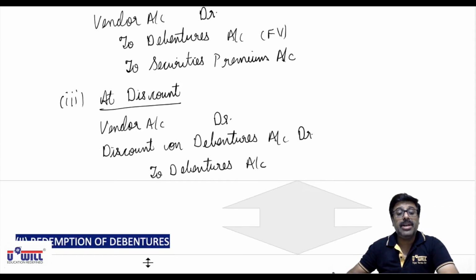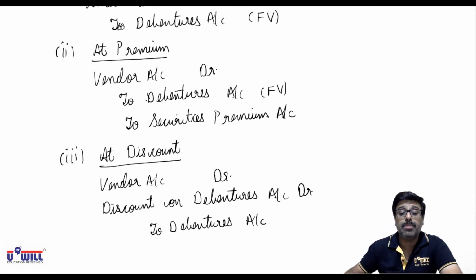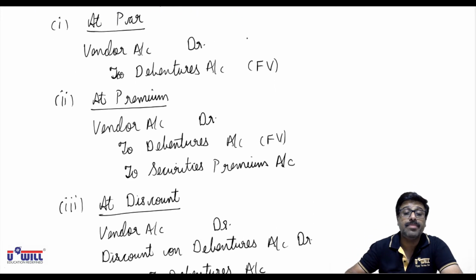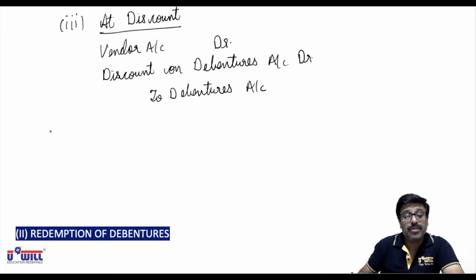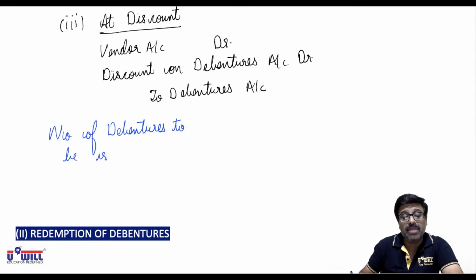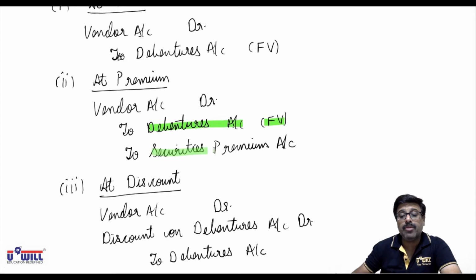But here, we are doing all the three situations, whether par, premium or discount, but particularly in the second and third situation, you can write it below also. Before you pass these entries of issue of debentures, you will have to make the workings and find the number of debentures to be issued. Because until you find the number of debentures to be issued, particularly in the second and third situation, you cannot get these amounts. Debentures would be number of debentures into face value. Securities premium would be number of debentures into premium. You cannot get these amounts.